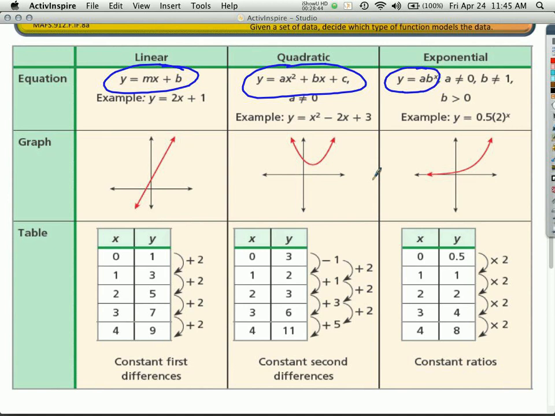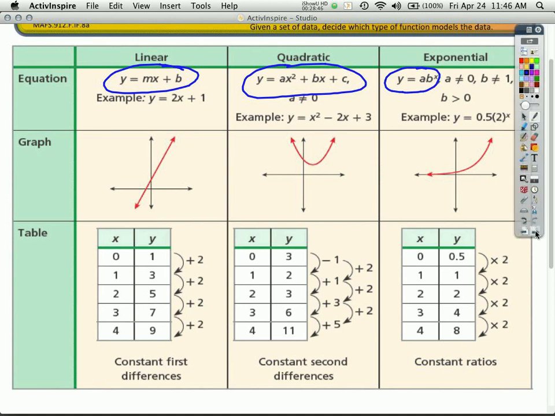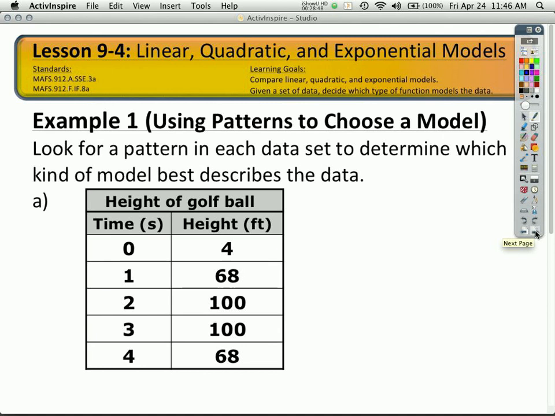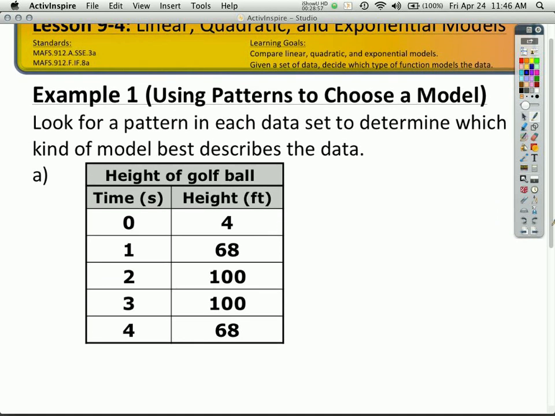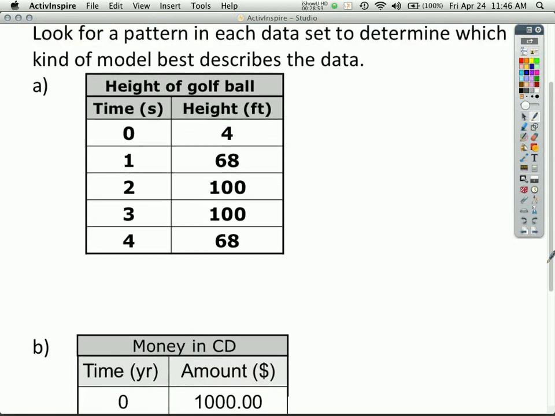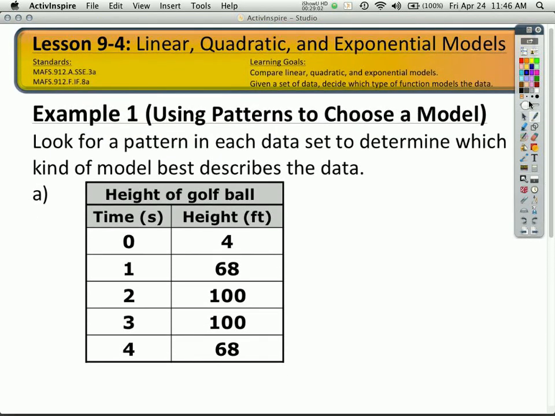Any questions before we jump in? All right. So first we're going to take a little more time to look for the patterns. And I'm going to modify the lesson a little bit as we go along. So look for a pattern and determine what kind of model it represents. So again, quick t-table. No rulers, quick t-table.